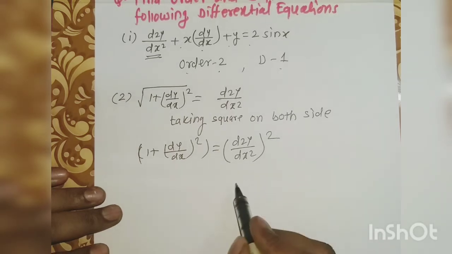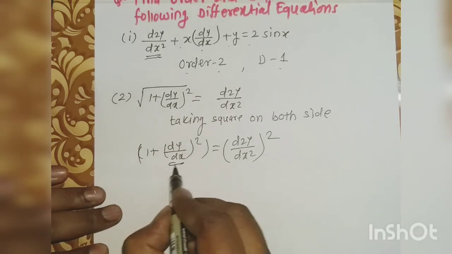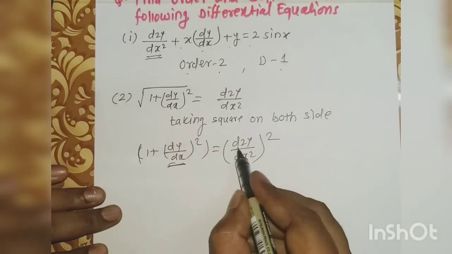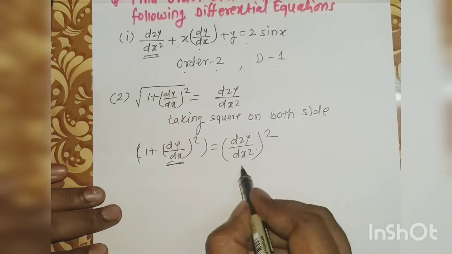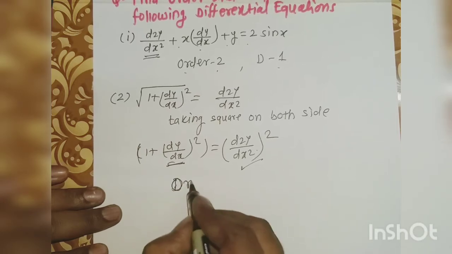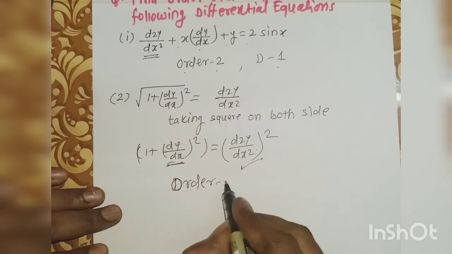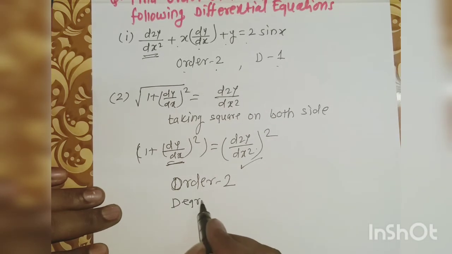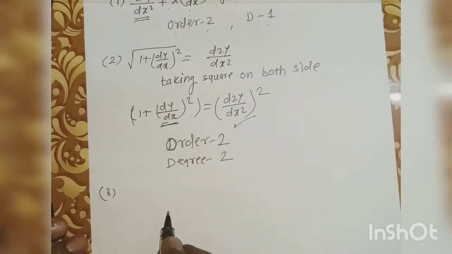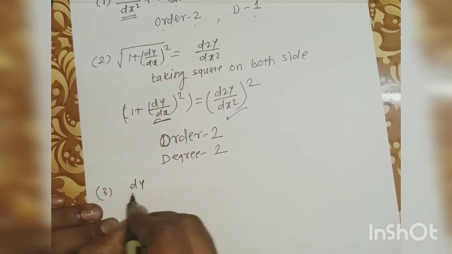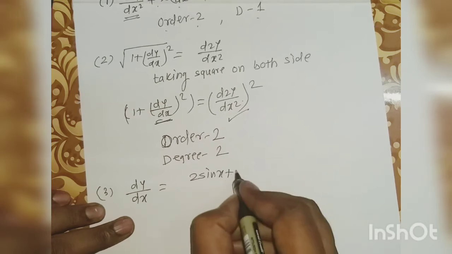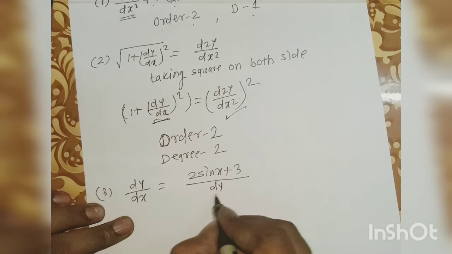Now this equation consists of the highest order derivative term. Here first order derivative, its indices, power is 2, but which is not important. Here second order derivative, that means highest order derivative term is this. Therefore order is, highest order is 2 and degree is also 2. Now third example, dy by dx is equal to 2 sin x plus 3 whole divided by dy by dx.